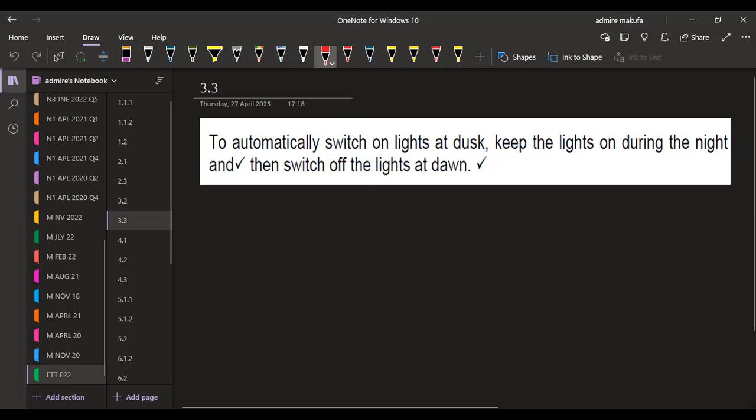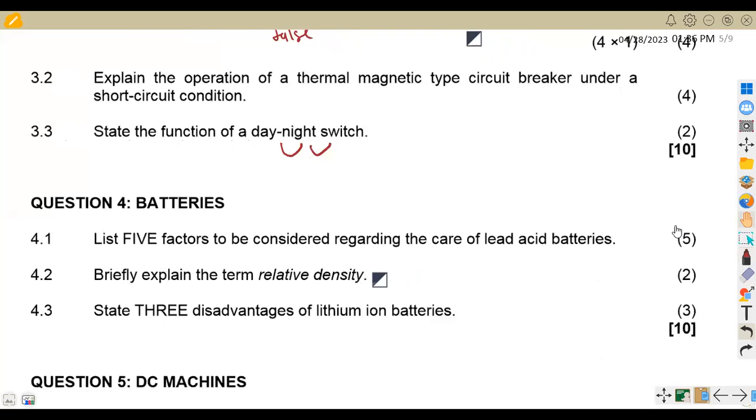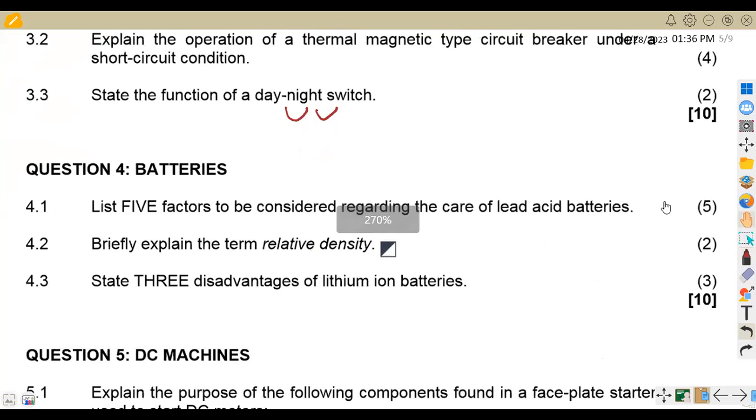So you can even relate to other operations that I mentioned before, so that you can pick which one is best. Sometimes, you know, these guys, they can change here and there, but you pick which one is best for you. All right. On question 4, this is now on batteries, where we are given on 4.1 to list 5 factors to be considered regarding the care of lead acid batteries. What do you consider that is taking care of the lead acid batteries in this case?